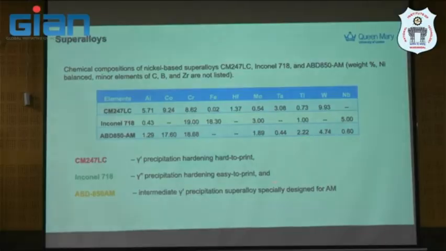Supposed to be easy to print, but this is a gamma double prime strengthening alloy. We have an intermediate gamma prime strengthening alloy designed for AM here, which is a new composition. These are the three materials that we are studying here. And then we are focusing on this one, hafnium. It has only 1.3 weight percent, but instead of niobium, it's 5% here. And this is what we found.